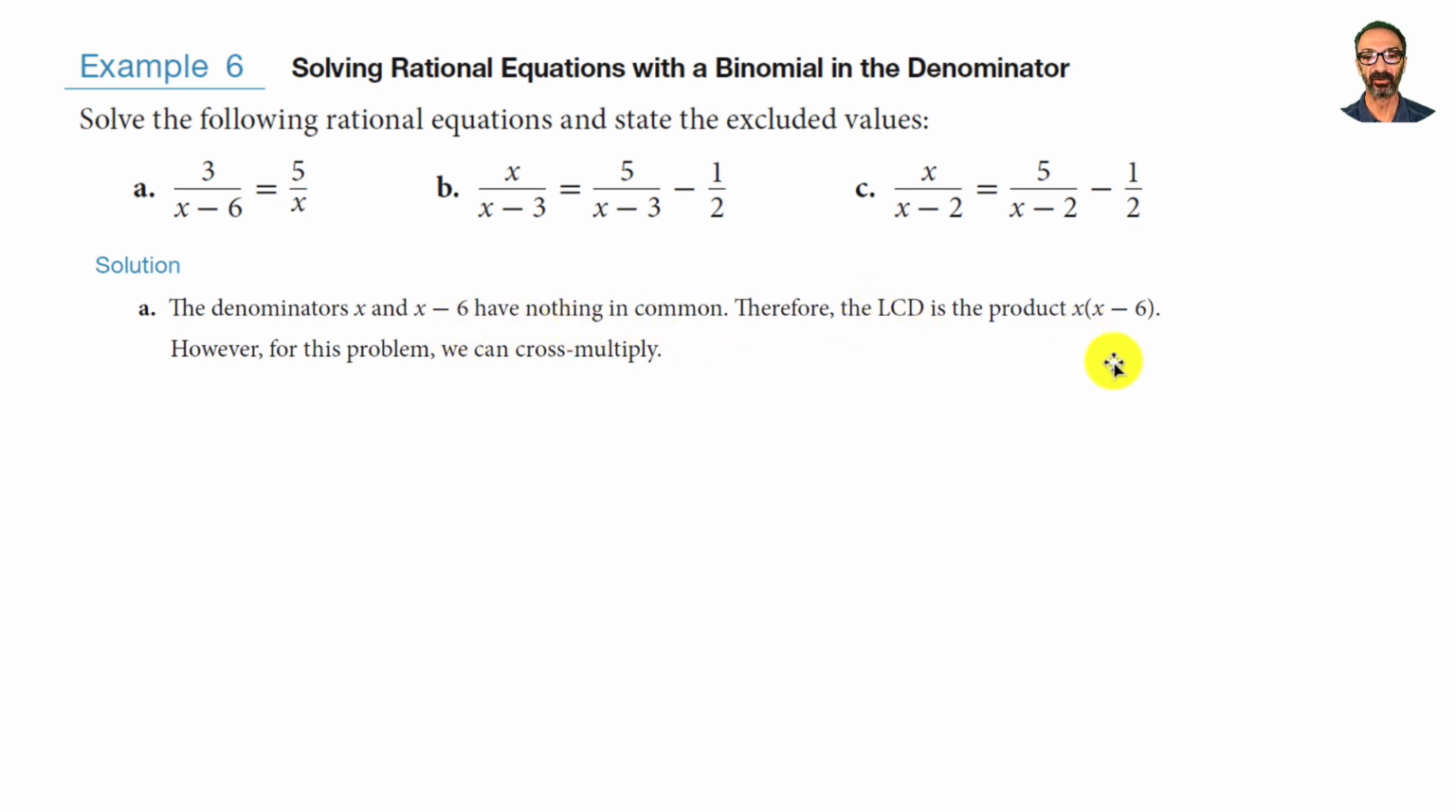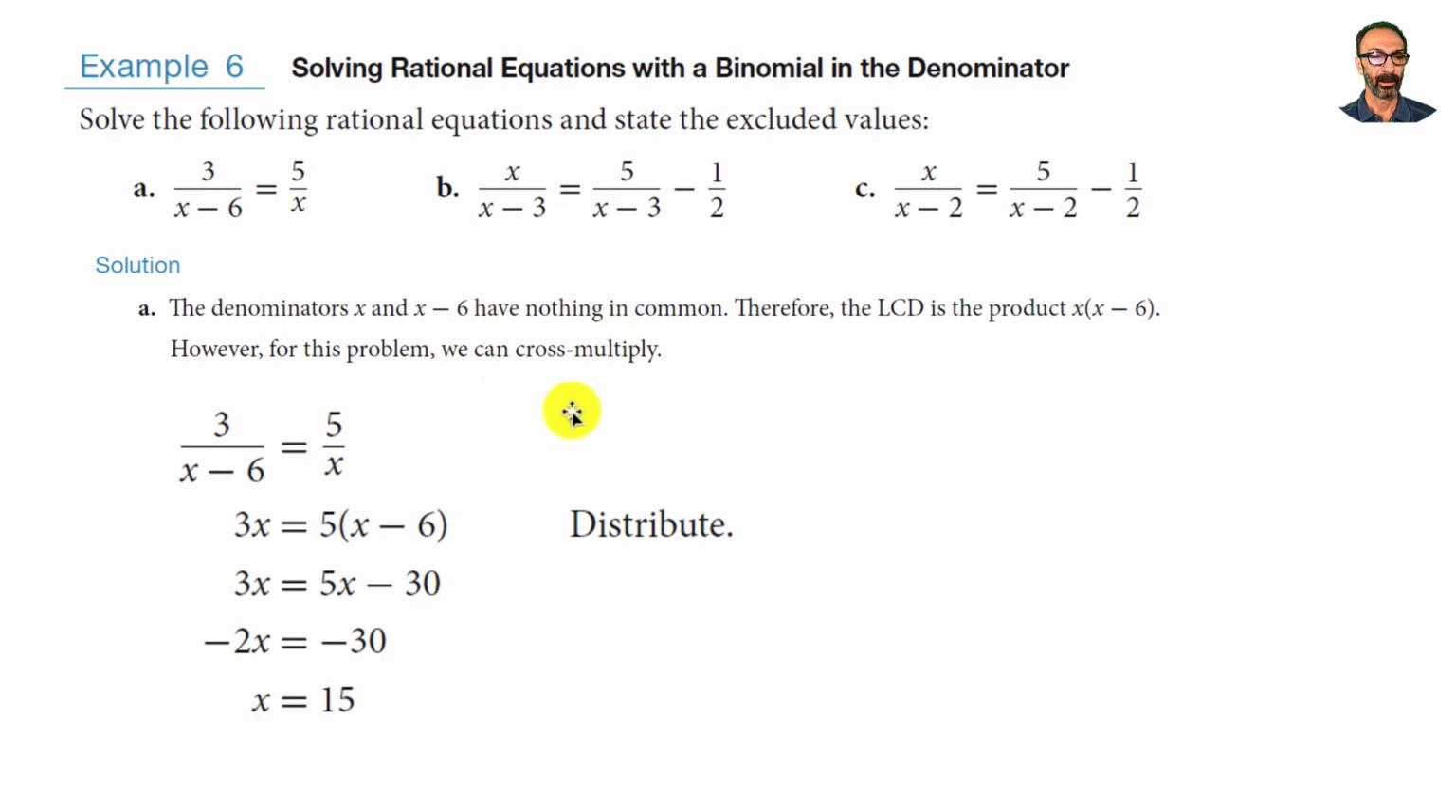Therefore, for the LCD, you have to multiply them. Like, what's the common denominator between 2 and 3? They don't have anything in common, so you have to go up to 6. 2 times 3 is 6, and that would be the common denominator between 3 and 2. Same thing here, we multiply them.